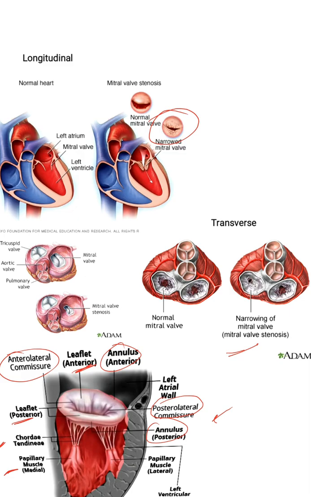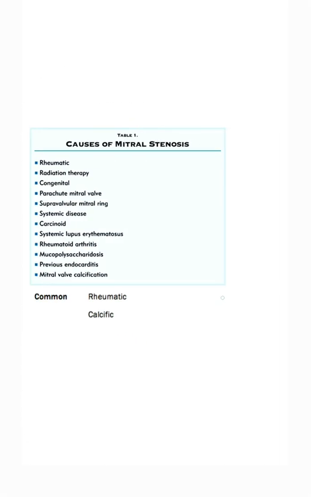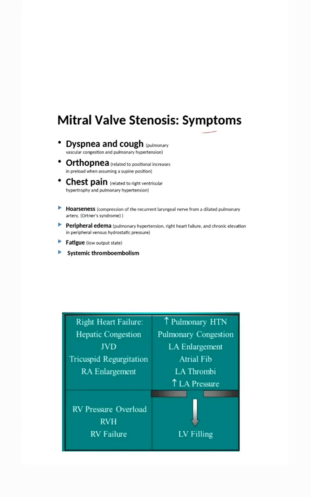The major causes of mitral stenosis include rheumatic disease or valve calcification. Other causes may also include radiation, congenital parachute mitral valve, supravalvular mitral ring, systemic diseases, carcinoid, systemic lupus erythematosus (SLE), rheumatoid arthritis, mucopolysaccharidosis, previous endocarditis, etc. The common symptoms observed in mitral stenosis include dyspnea and cough, orthopnea, and chest pain.